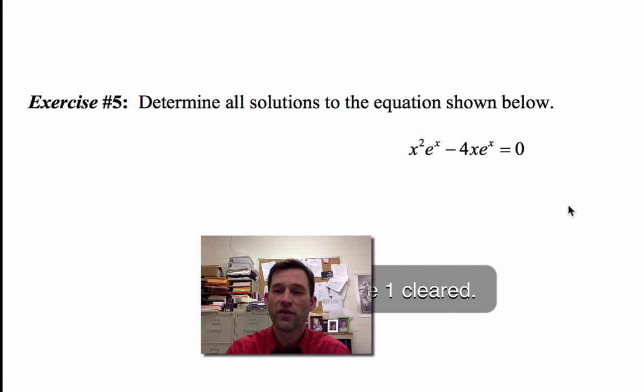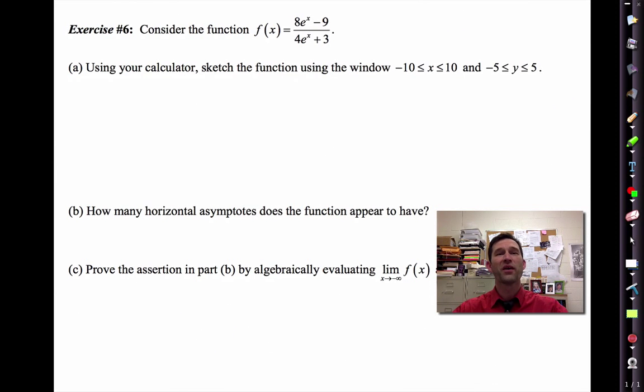All right. Let's move on to the next page. Now we have the final problem. Exercise number 6. We have a neat looking function. 8e to the x minus 9 divided by 4e to the x plus 3.